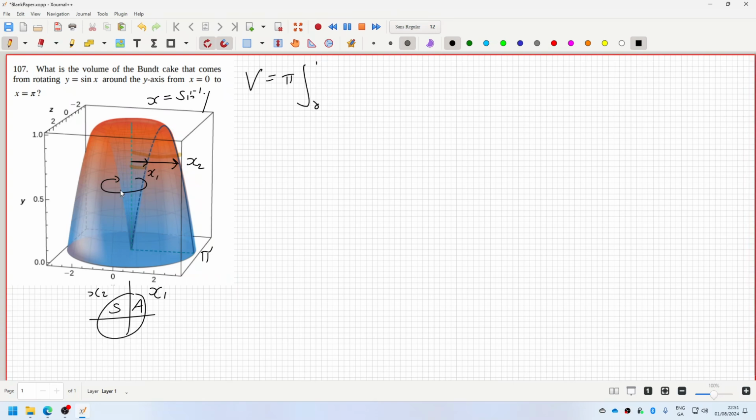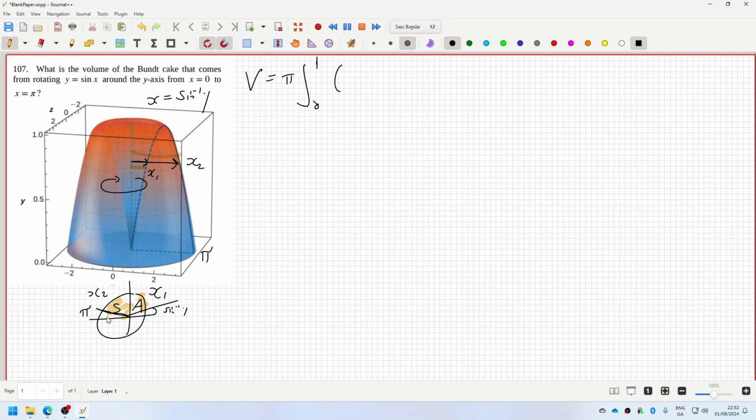The bigger length is in the pi over 2 to pi, and the smaller length in the 0 to pi over 2. So that bigger length would be, so let's see, if this is pi, and this is sine inverse y.